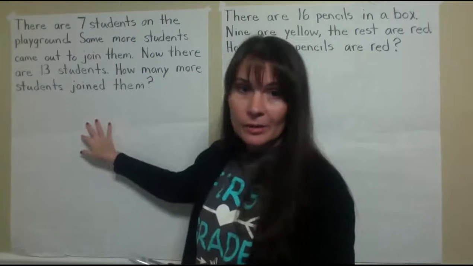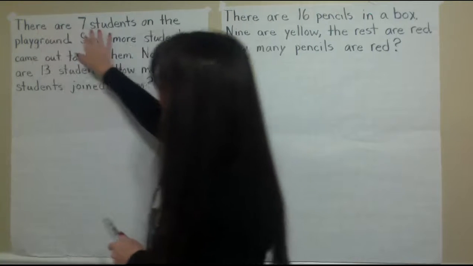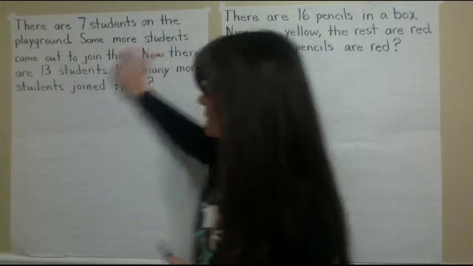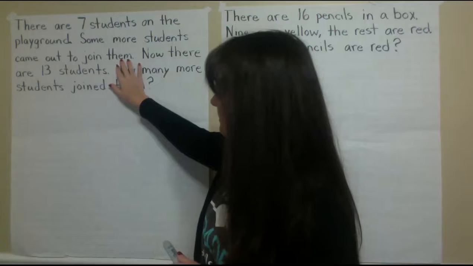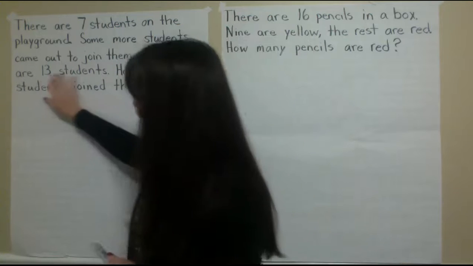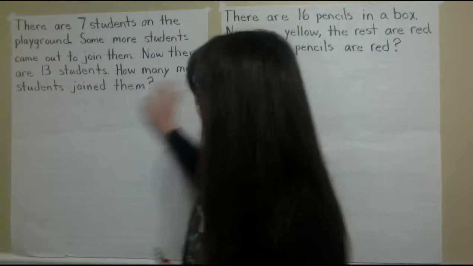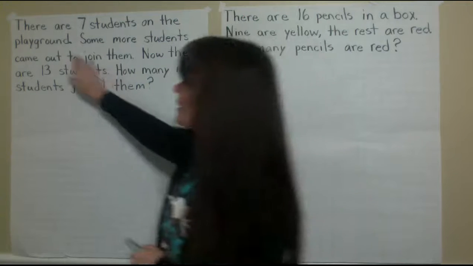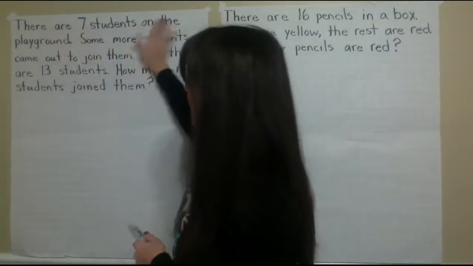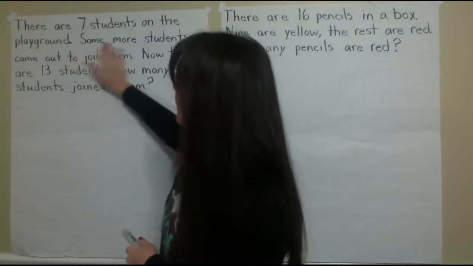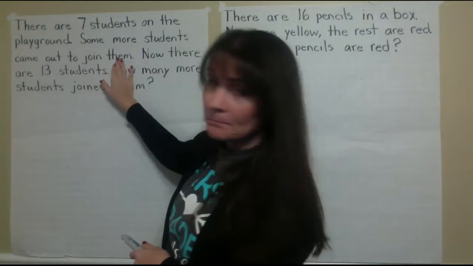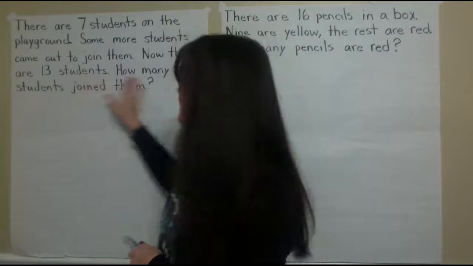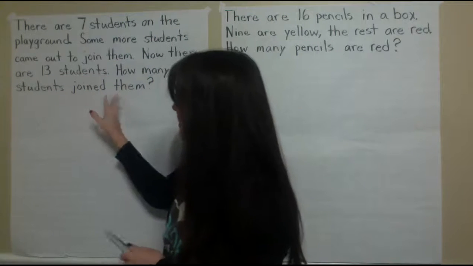Our first word problem is there are 7 students on the playground. Some more students came out to join them. Now there are 13 students. So how many more students join them? Let's look at this one more time. There are 7 students on the playground. Some more students came out to join them. Now there are 13 students. So how many students came out to join them?